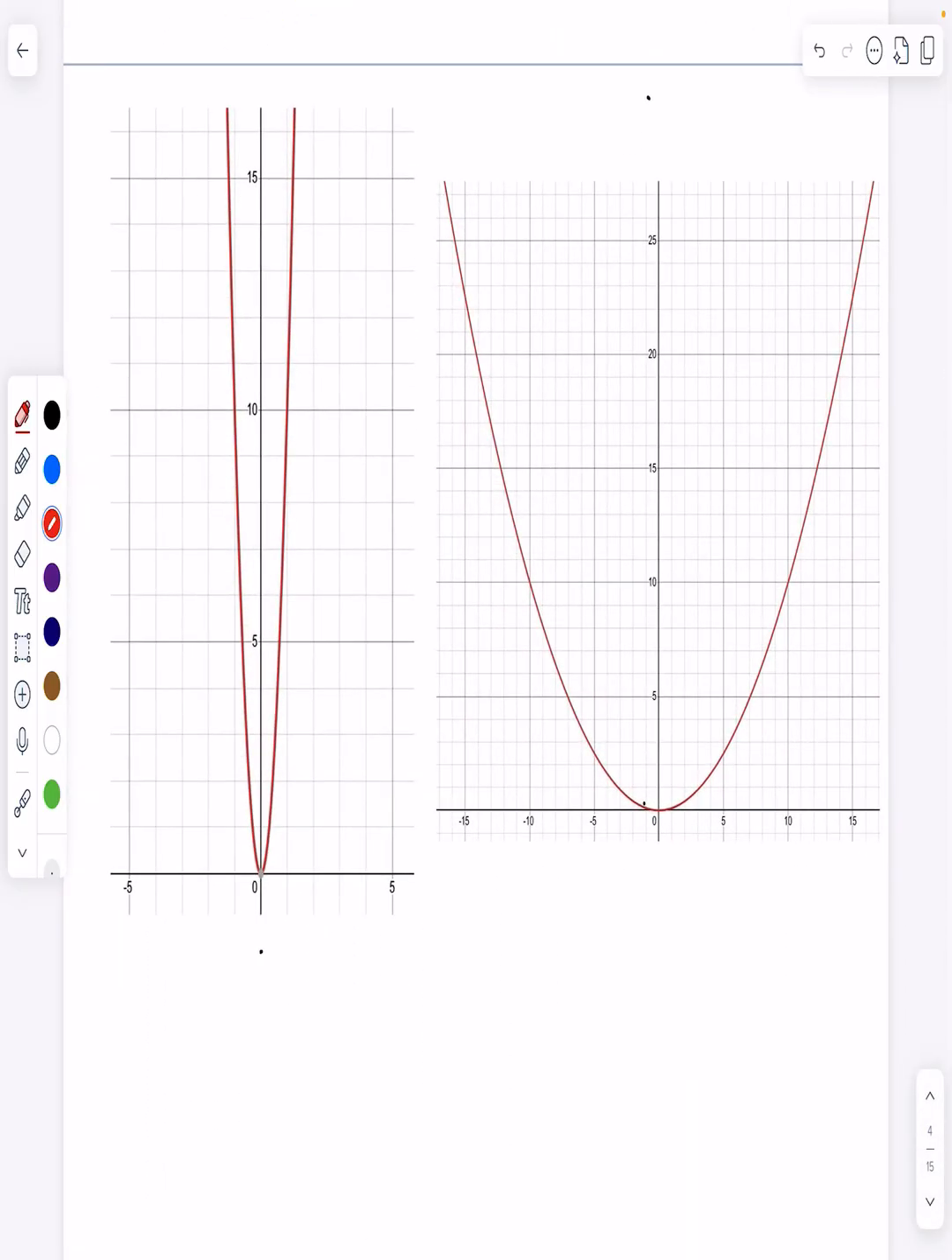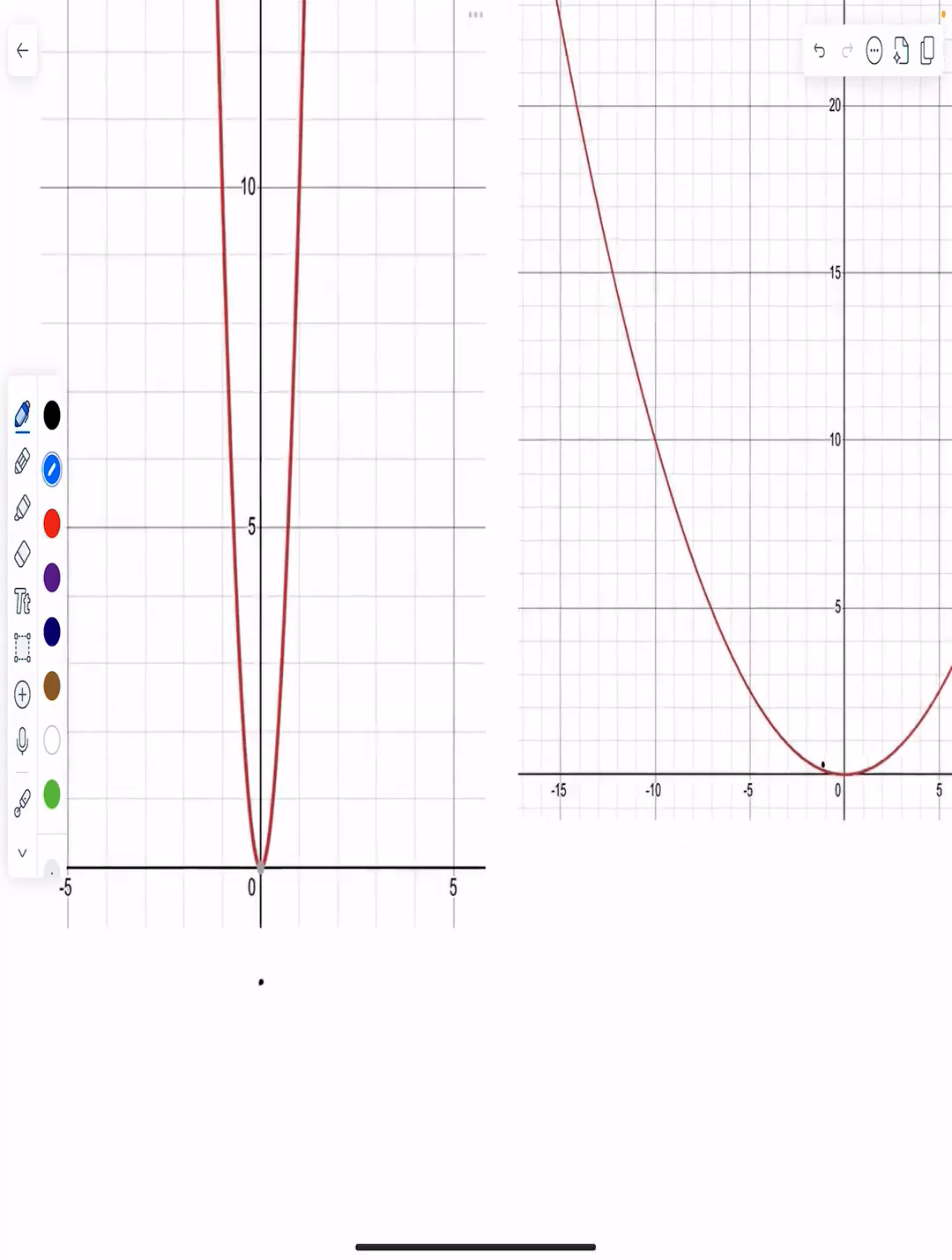Notice that the parabola on the left is more narrow than the one on the right. That is primarily due to the a value as well. How the a value affects this depends on how large or how small that a value is. Positive or negative depends on whether it has positive or negative end behavior. However, whether it's a larger positive value, a smaller positive value, a larger negative value, or a smaller negative value will directly impact how wide or how narrow it is.